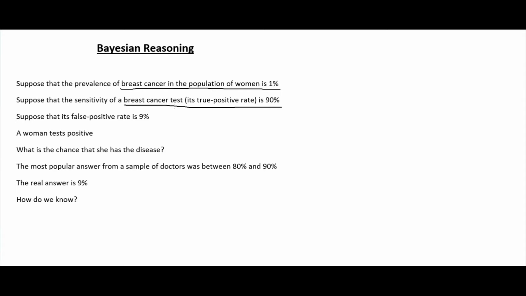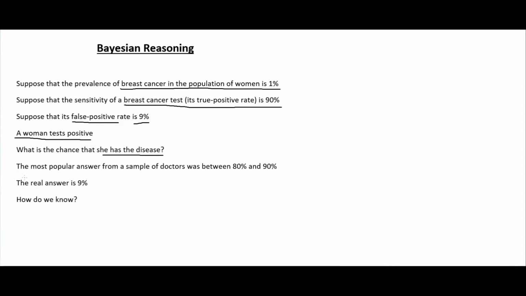So people who have breast cancer and get the test, it'll be a true positive 90% of the time. Suppose that the false positive rate is 9%. And so, 9% of the time, if somebody doesn't have the disease, they will get a positive result. And say we have a woman who tests positive. So what is the chance that she actually has the disease?